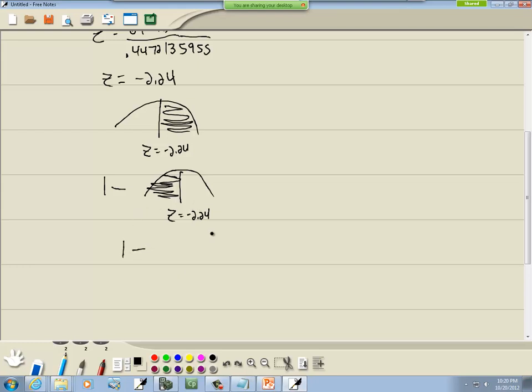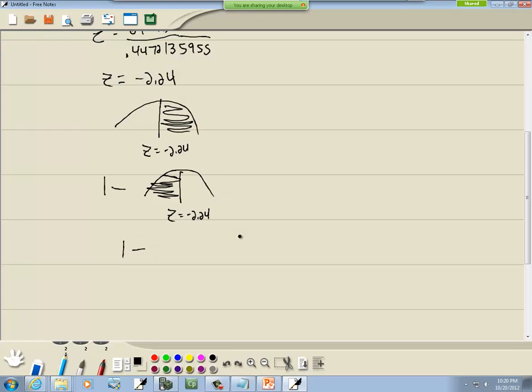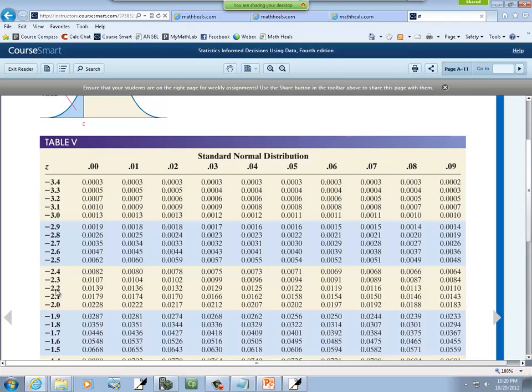So that's nothing new. Now here, the hundredths place is a 4, so we're going to look in the 0.04 column for the hundredths, and negative 2.2. Well, negative 2.2, we get 0.0125.